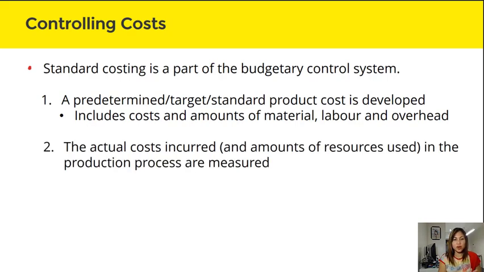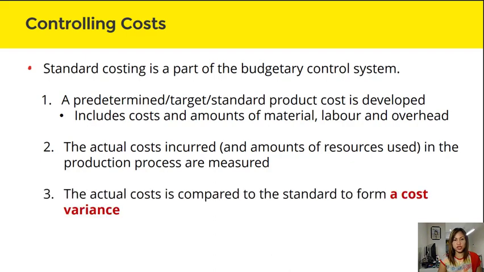Then once you're going through the production in 2020, you will have data about the actual cost that you actually incurred for the production. Once you compare these two and then you can look at the difference, this is what we call cost variance.